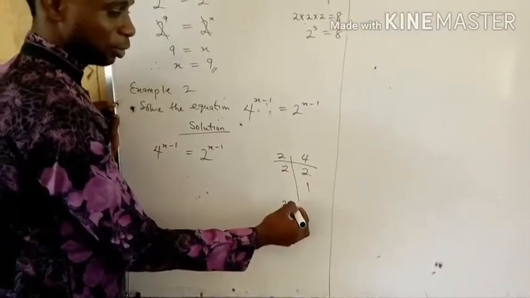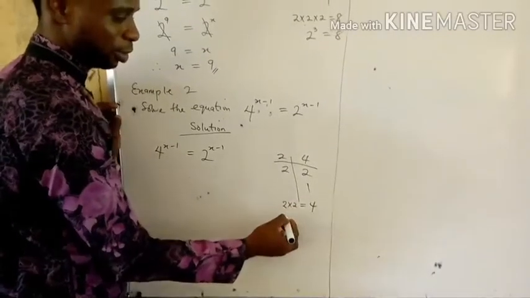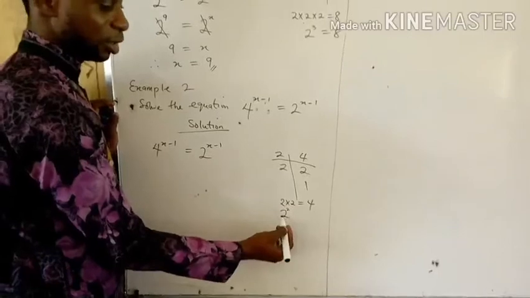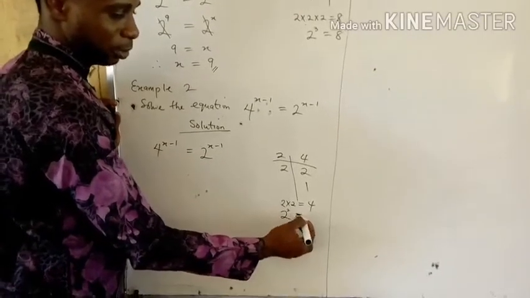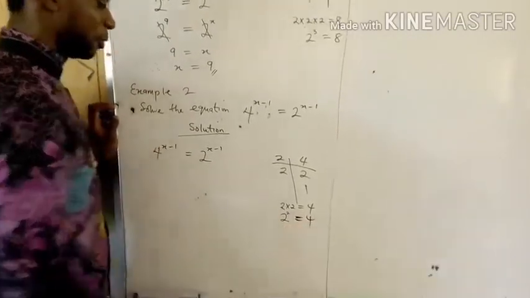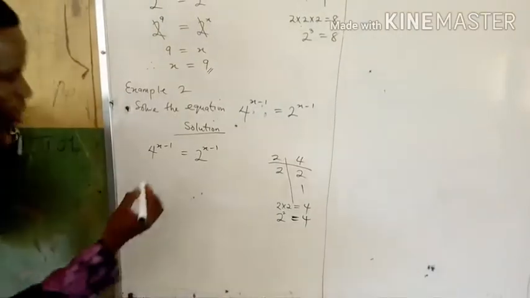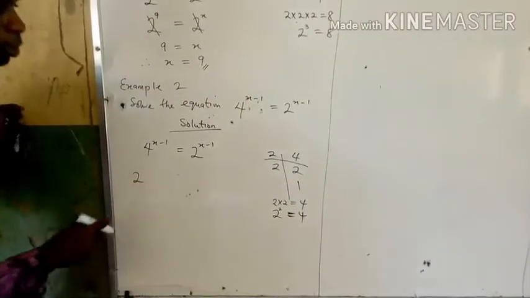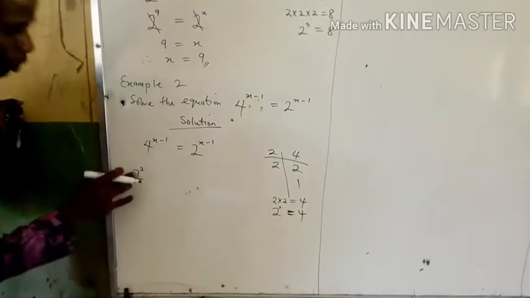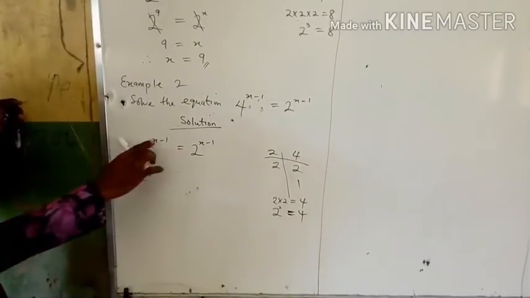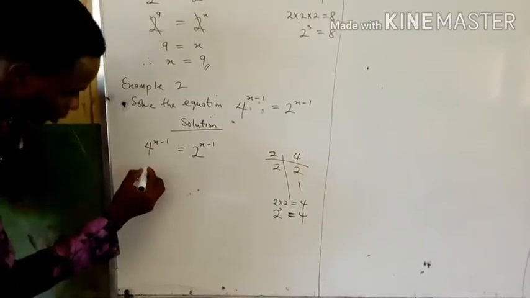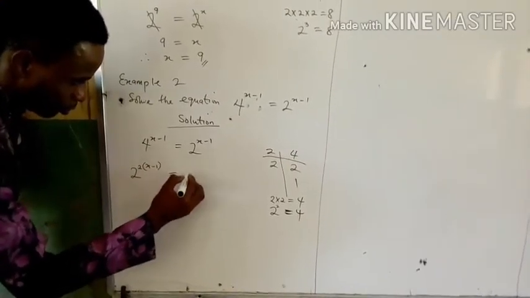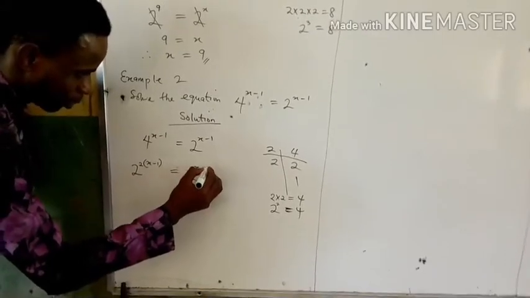So 2 times 2 equals 4. So that means 2 raised to the power of 2. When you represent 2 times 2 in index form, you get 2 raised to the power of 2, which is the same as 4. So if we're writing this statement now, we have 2 raised to the power of 2. So this 2 raised to the power of 2 is the same as 4. Remember, the initial power here is, we put open bracket, x minus 1, equal to 2 raised to the power of x minus 1.